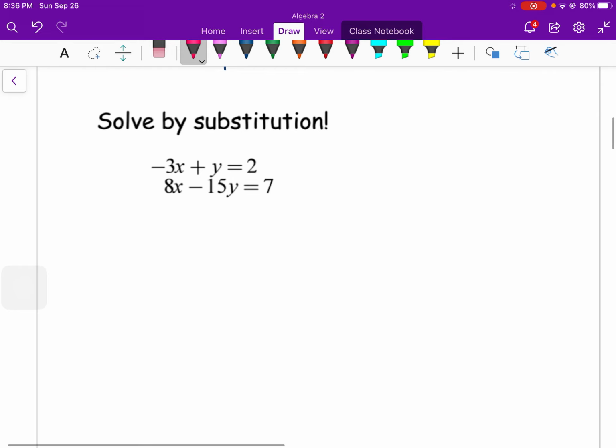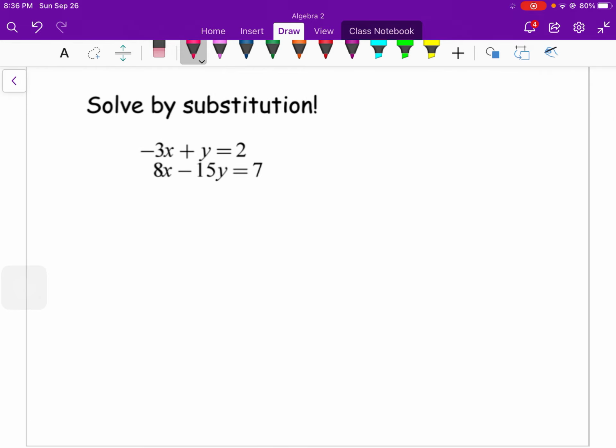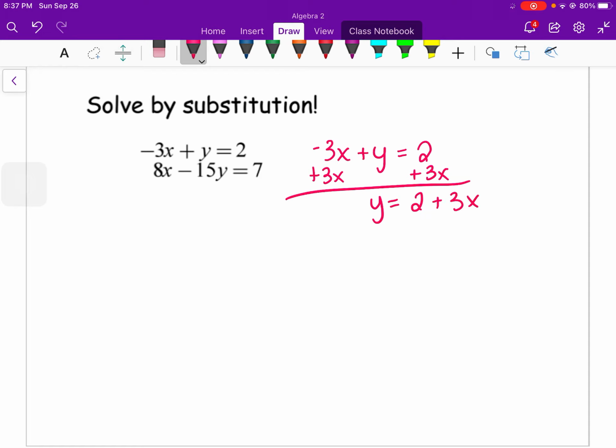All right, in the same lesson we learned substitution. To solve by substitution, you have to have either x equals or y equals. So if I look at both of these equations, I can see that the top equation has a y by itself already. So the top equation would be easy to solve for y. So if I take -3x plus y equals 2, I can easily solve for y by adding 3x to both sides. So y equals 2 plus 3x, or you could say 3x plus 2.